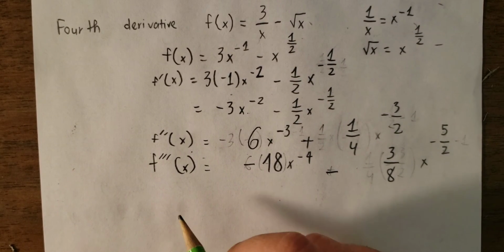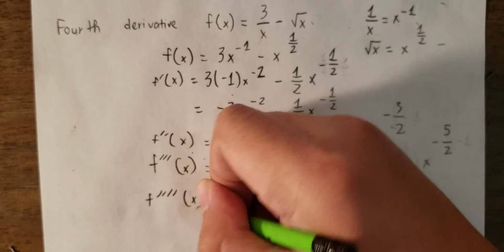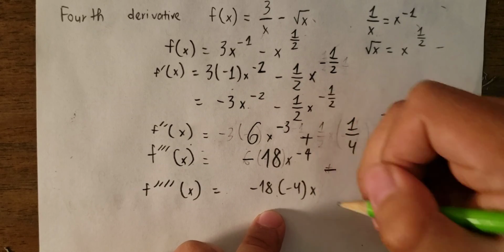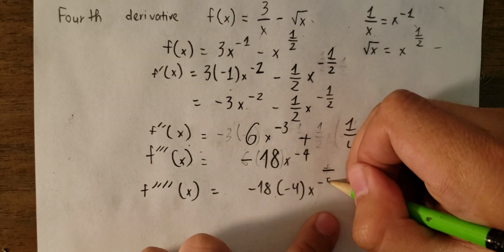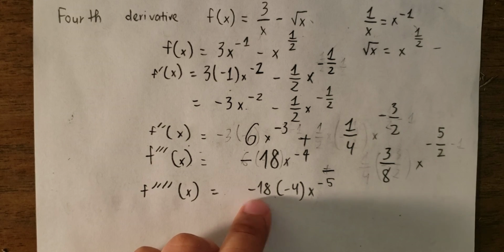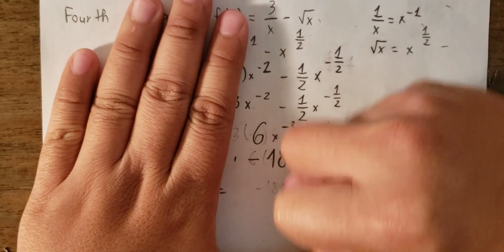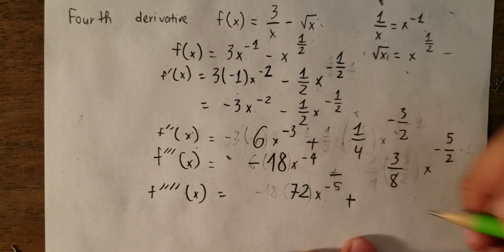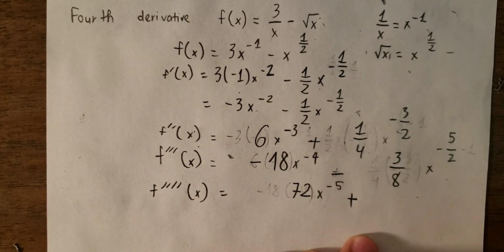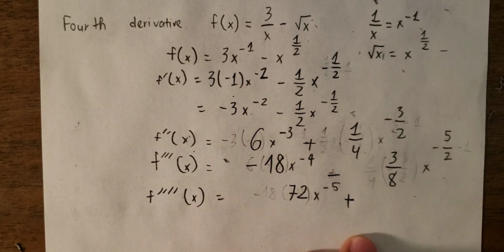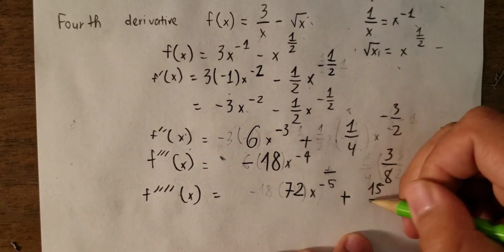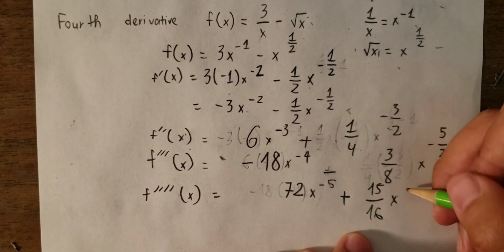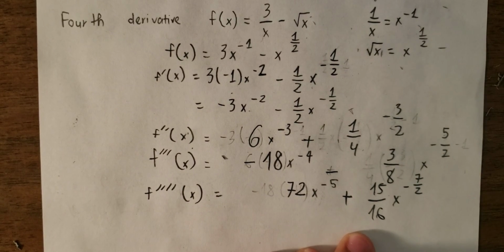The next one, we have the fourth derivative. We have the minus 18. We have the minus 4 in here. Minus 4 and minus 1, you got minus 5. 18 multiplied with 4, you got 72. And in here we have the minus. Because minus multiplied with minus, you got a positive number. 5 over 2 multiplied with 3 over 8, and you got 15 over 16. Minus 5 over 2, you need to minus 1, and you got the power minus 7 over 2. So that's it, the answer.